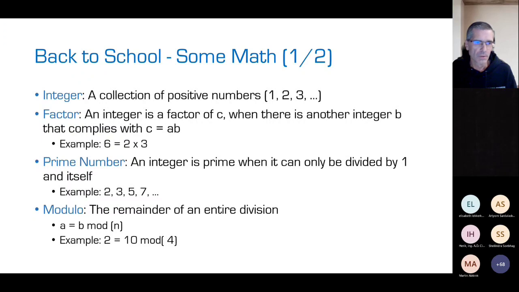Another definition here is modulo. Modulo is the remainder of an entire division, meaning when you have a number 10 and you divide it by 4, then it's 2. Because 2 multiplied with 4 is 8, and then 10 minus 8 is 2. So 2 is then the remainder of the entire division. And this is notated here by the formula A = B mod N.